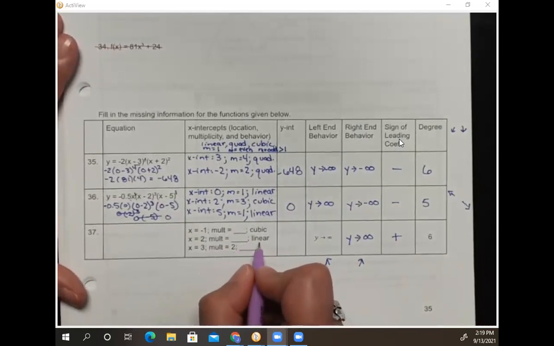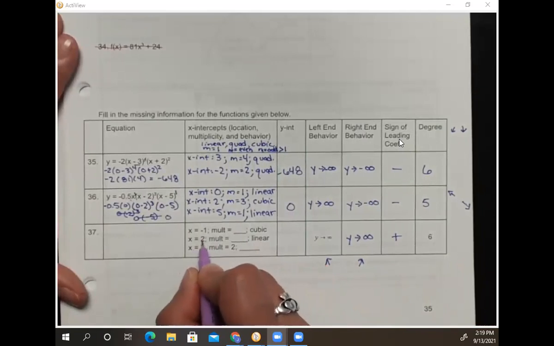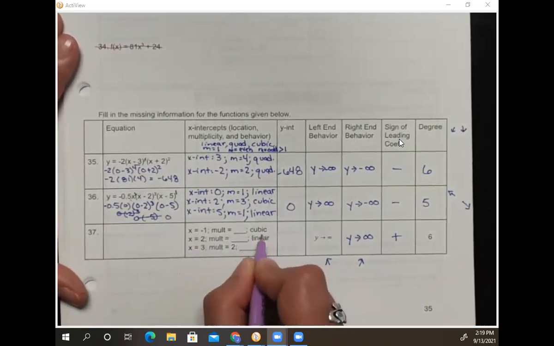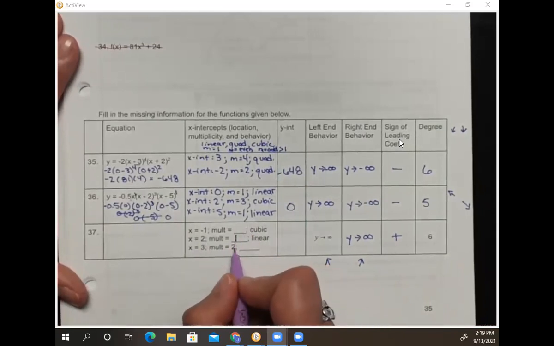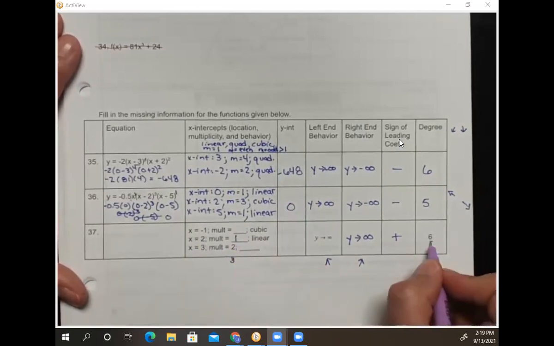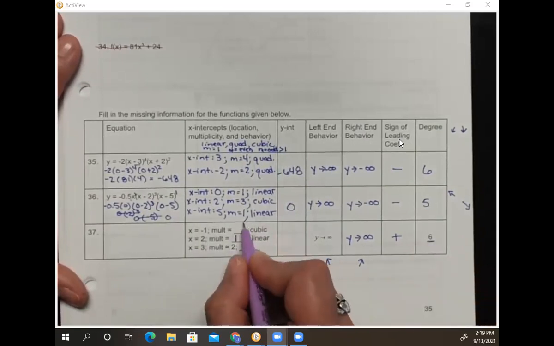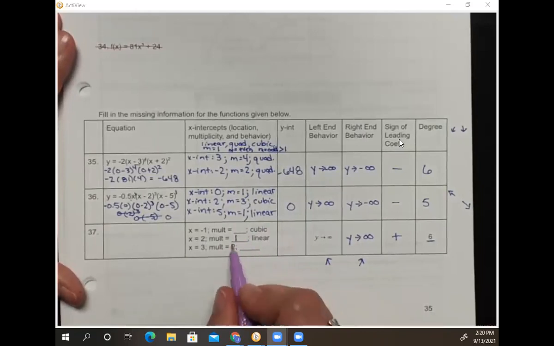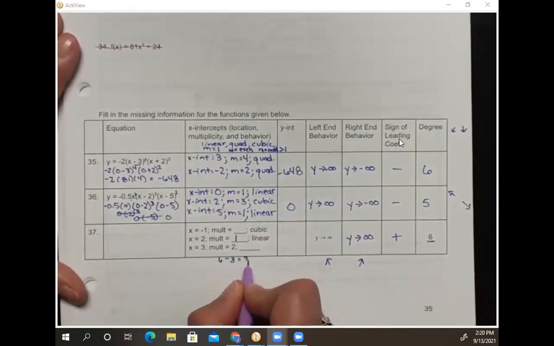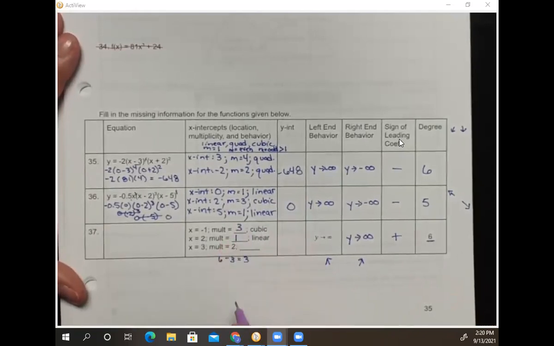So I can see that for an x-intercept of 2, I have linear behavior. Linear means it has to have a multiplicity of 1. Now, if I look at the multiplicities I know so far, multiplicity of 2 and a multiplicity of 1, so far I've got 3. I should have a total, if I add all my multiplicities together, that would be like adding up all my exponents. So I should get a total of 6. That means I've got 3 left over.